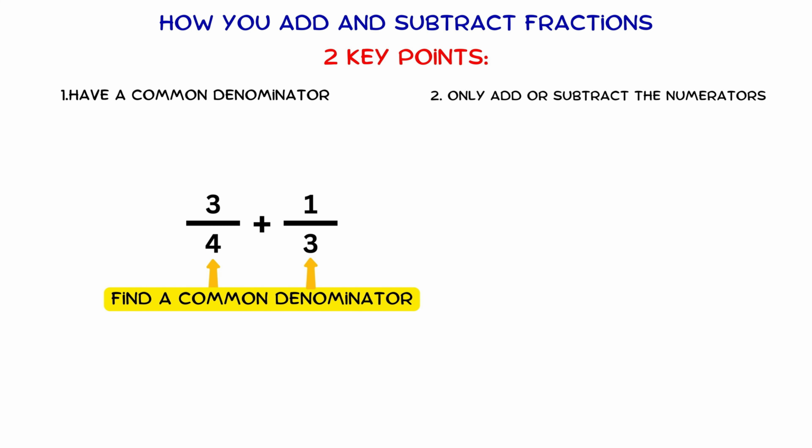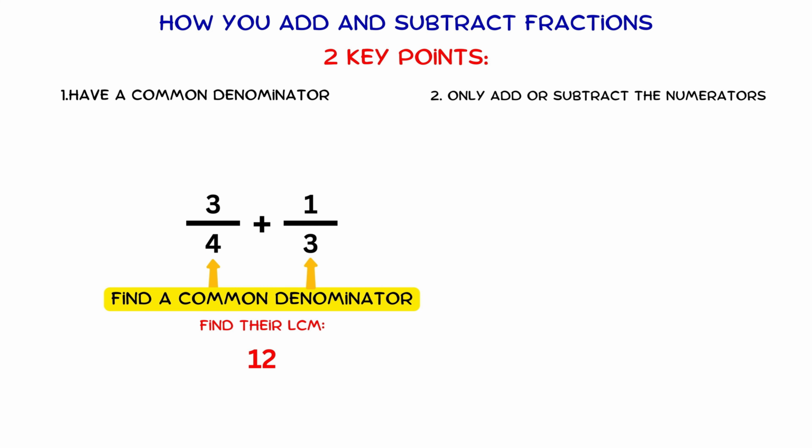So, in this sum here, where we're trying to add 3/4 and 1/3, the first thing we need to do is find a common denominator, which means that we need to make these two denominators the same number. The best way to do this is to find their lowest common multiple, or LCM, which is the smallest multiple that they both have in common, and so in this case, that's going to be 12.